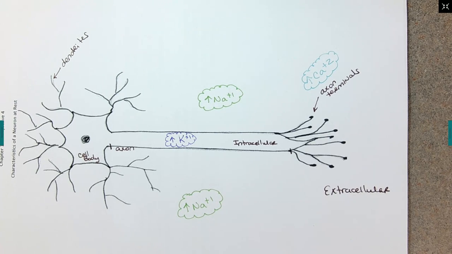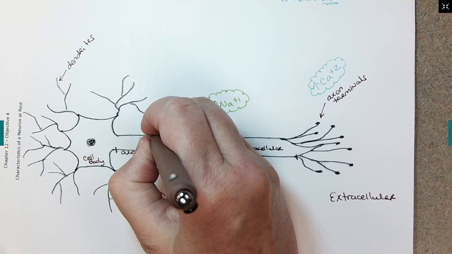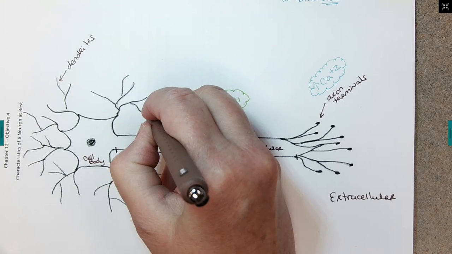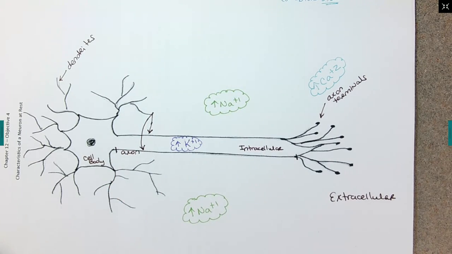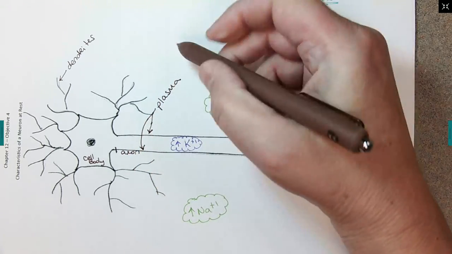Another thing that we're going to take a look at is this right here, and I'm going to be really looking at the axon part. You know, this is the plasma membrane here.